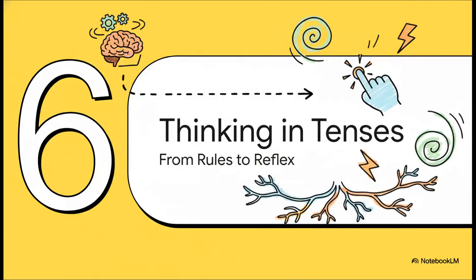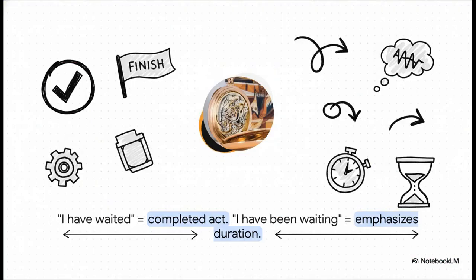So we've seen how the whole system works. The final step, really, is moving from consciously thinking about these rules to just using them instinctively, like a reflex. And now we can finally go back to that very first question. And the truth is, both sentences can be correct, but they mean slightly different things. I have waited just states the waiting is a completed action.